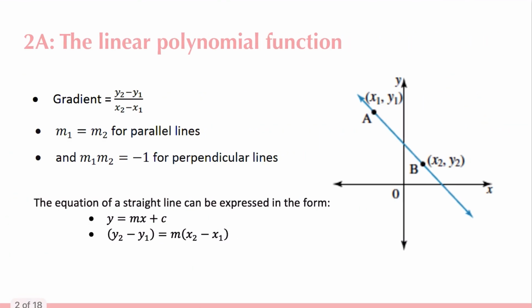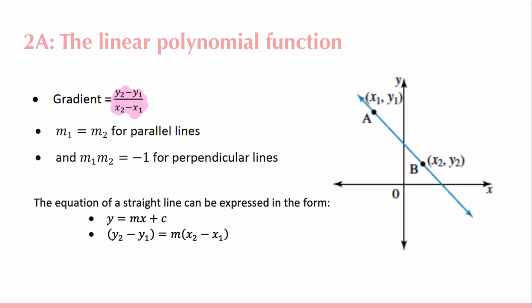So we'll start off with the linear polynomial function. What is it? Well, basically it's a straight line, and the key identifying feature is the fact that it has a constant gradient. So that means to get from one point to the next, the rise compared to the run is always the same. So it always has a constant gradient.